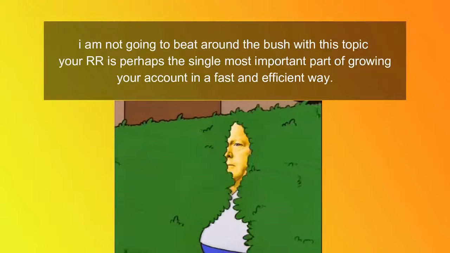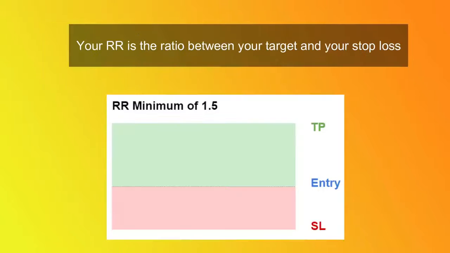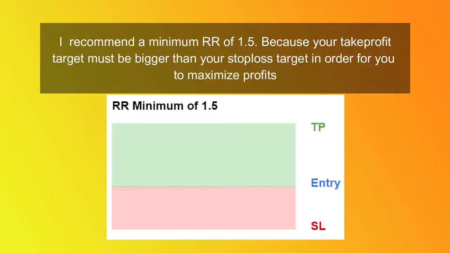I'm not going to beat around the bush with this topic. Your risk to reward is perhaps the single most important part of growing your account in a fast and efficient way. Your risk to reward is the ratio between your target and your stop loss. I recommend a minimum risk to reward of 1.5 because your take profit target must be bigger than your stop loss target in order for you to maximize your profits.